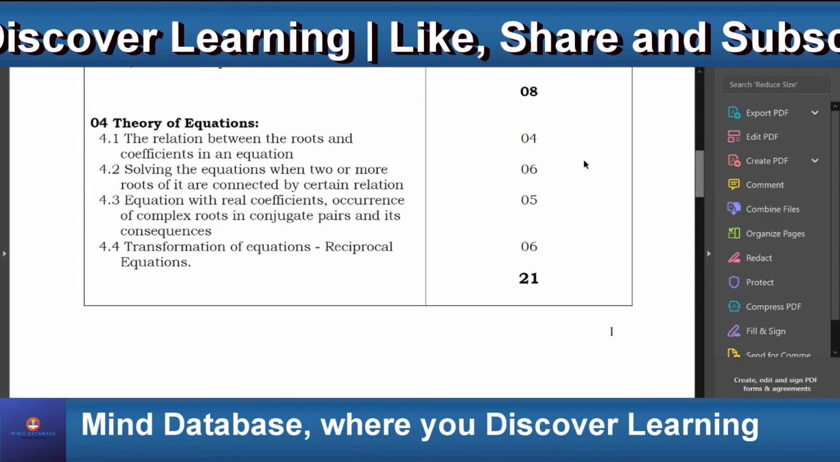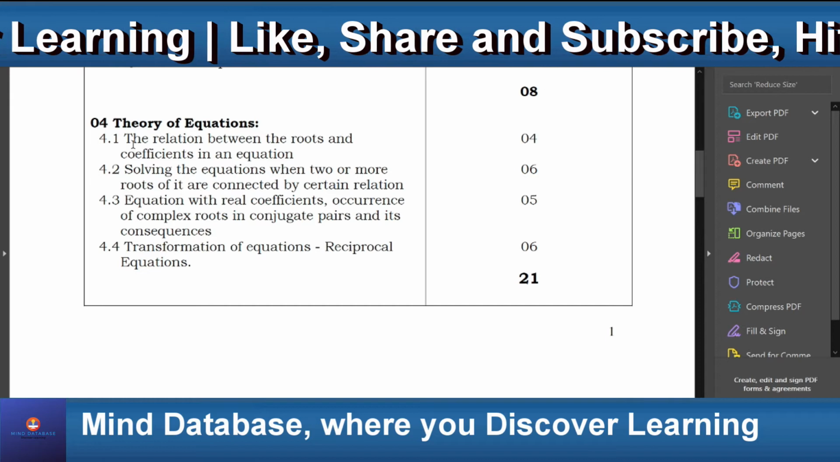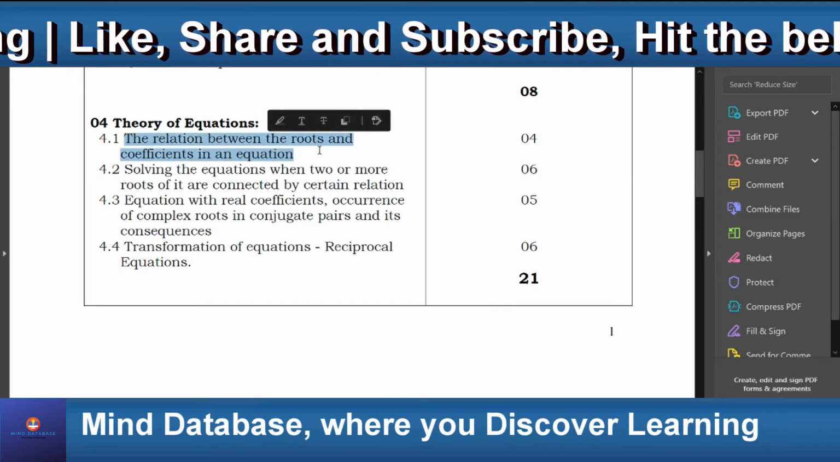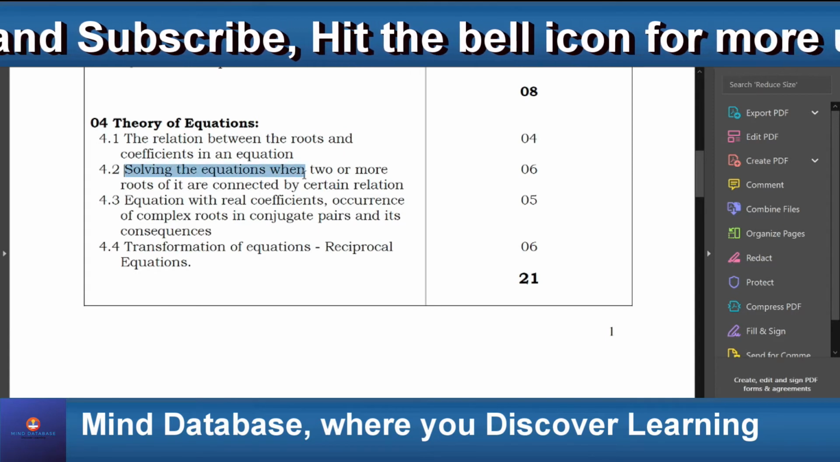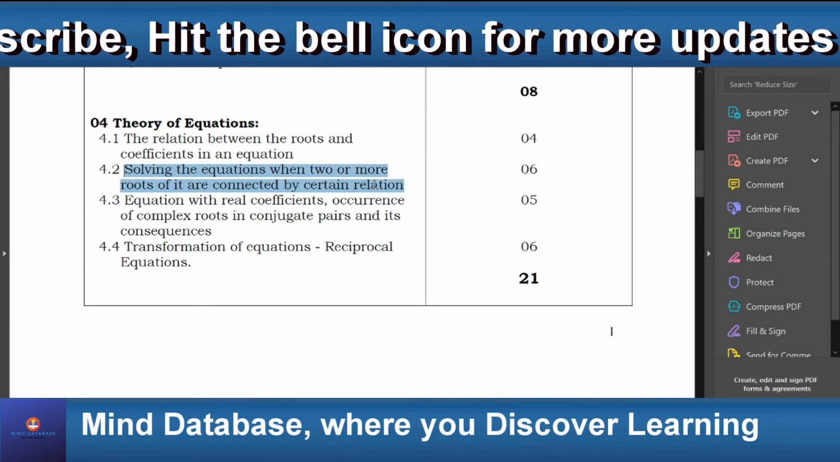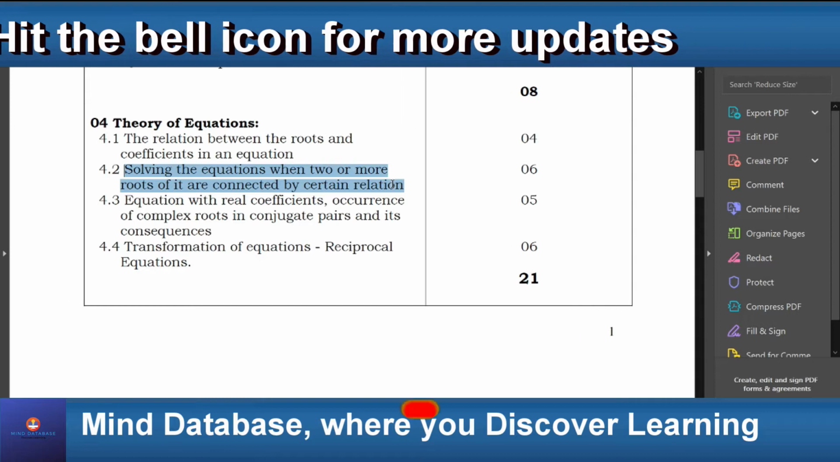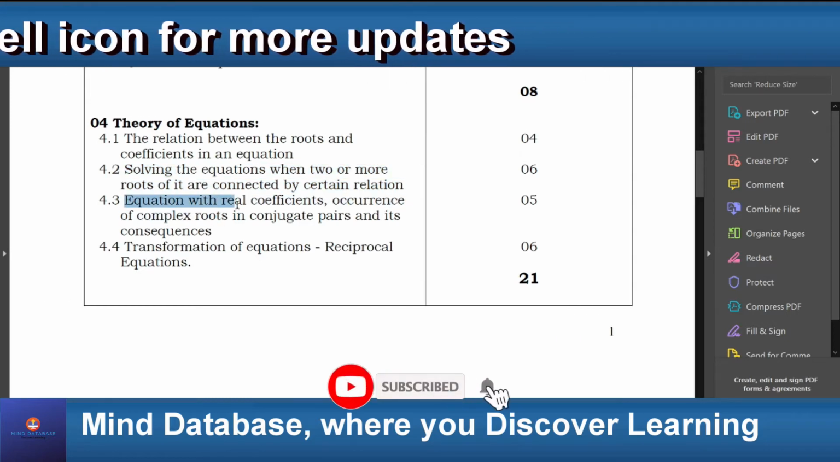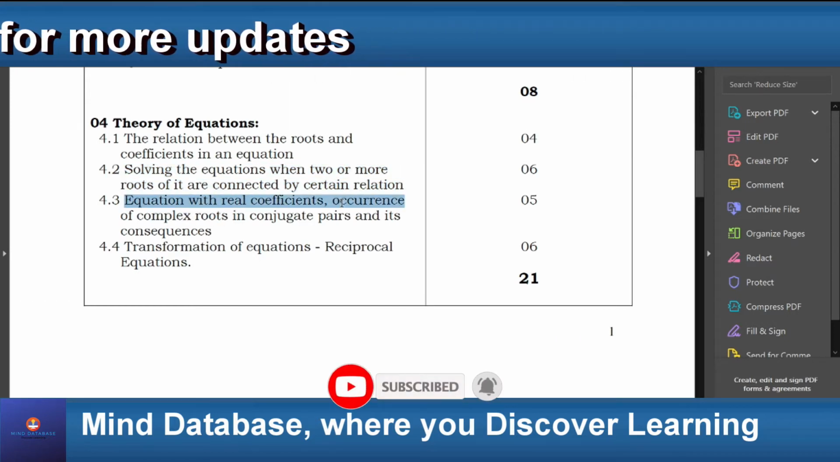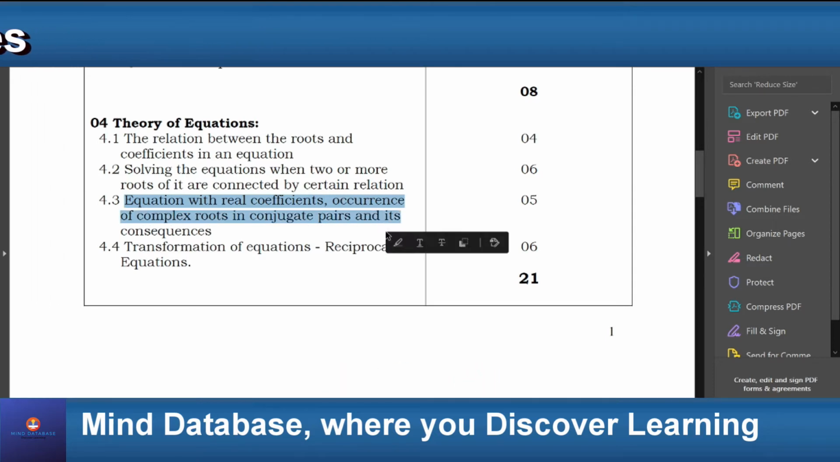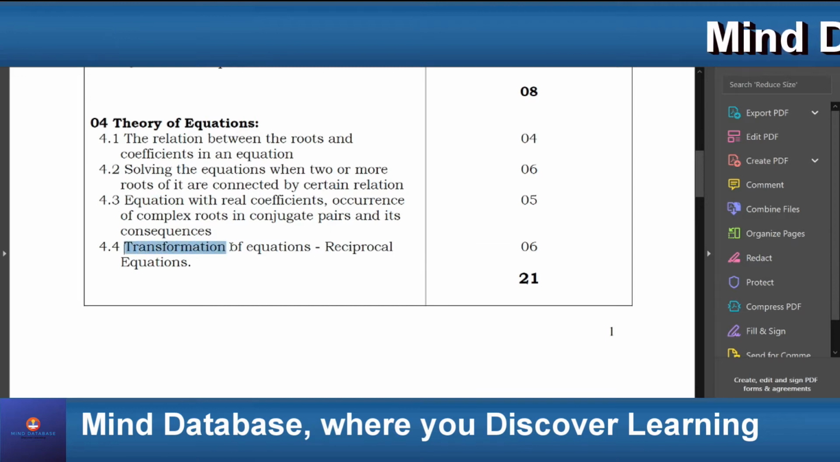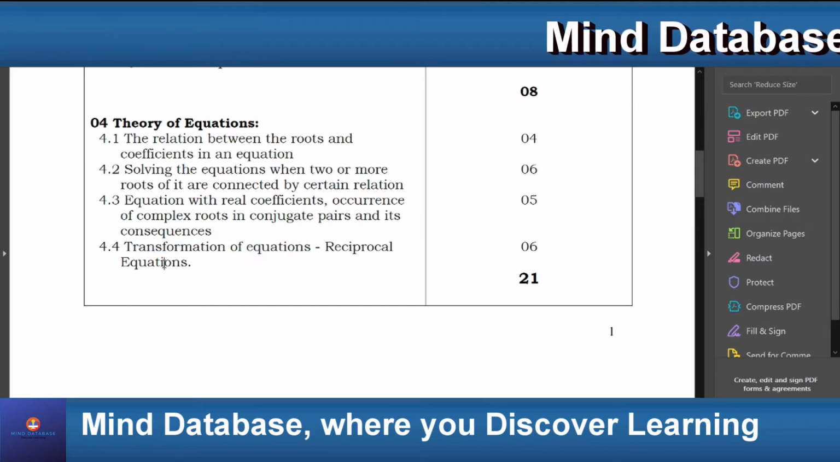Fourth chapter. In this chapter, we learn about the relation between the roots and coefficients in an equation, solving the equations when two or more roots of it are connected by a certain relation, equations with real coefficients, occurrence of complex roots in conjugate pairs and its consequences, transformation of equations, that is reciprocal equations.